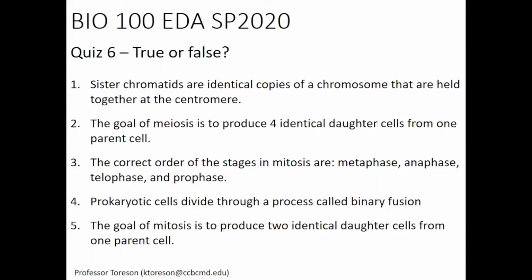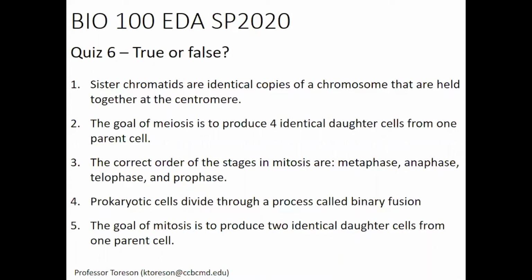Number 4, prokaryotic cells divide through a process called binary fusion. This is false. Prokaryotic cells do divide, and they do not use mitosis. They use a process called binary fission, F-I-S-S-I-O-N. So this statement is false.